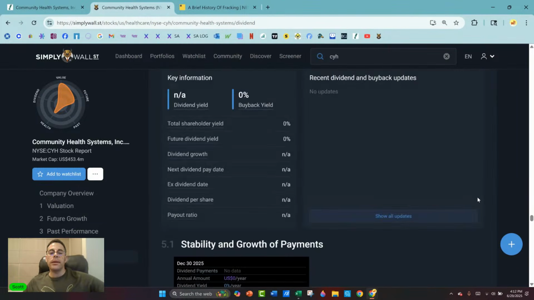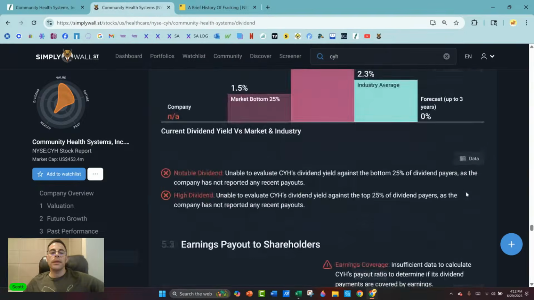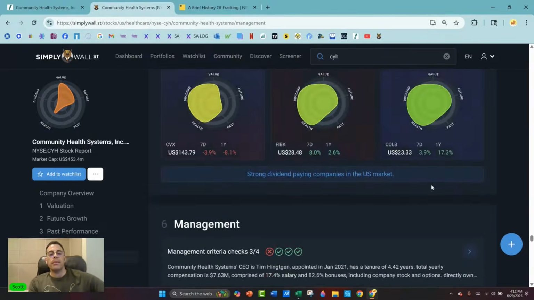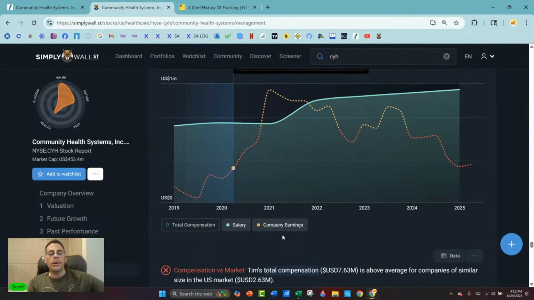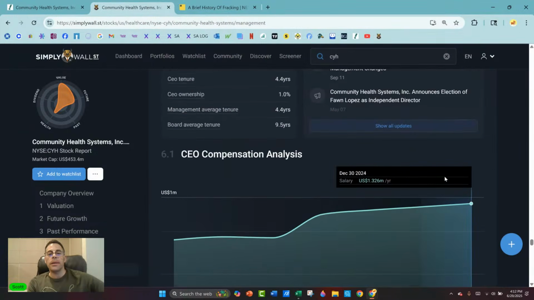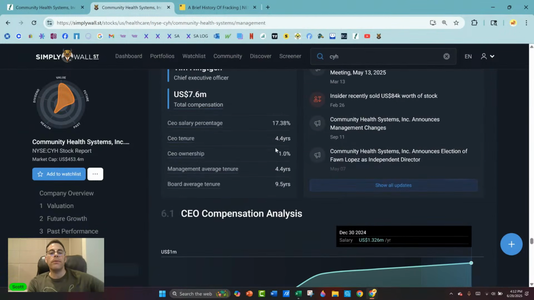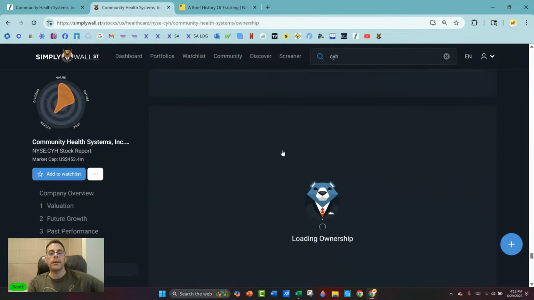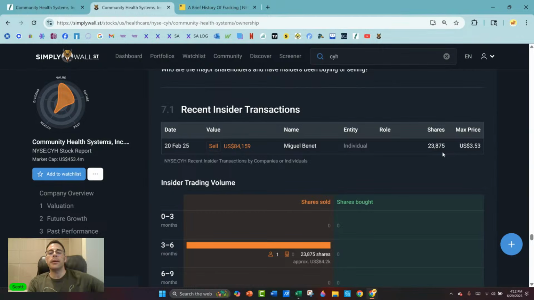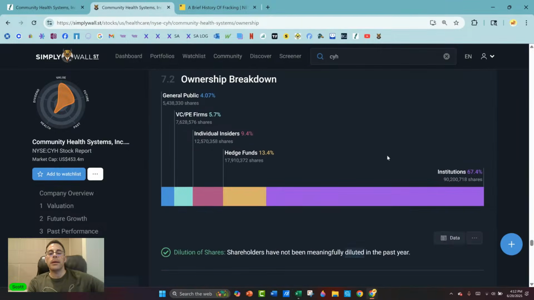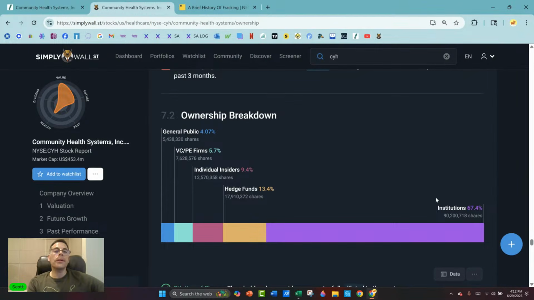They probably pay a dividend. Oh, no, they don't. I was thinking healthcare would pay a dividend, but in Yahoo Finance, the CEO makes over $1 million. He's been there only 4.5 years. I bet you it's a lot of insider selling. Okay, only one sell. Two-thirds is owned by institutions, a lot by hedge funds and private equity firms.